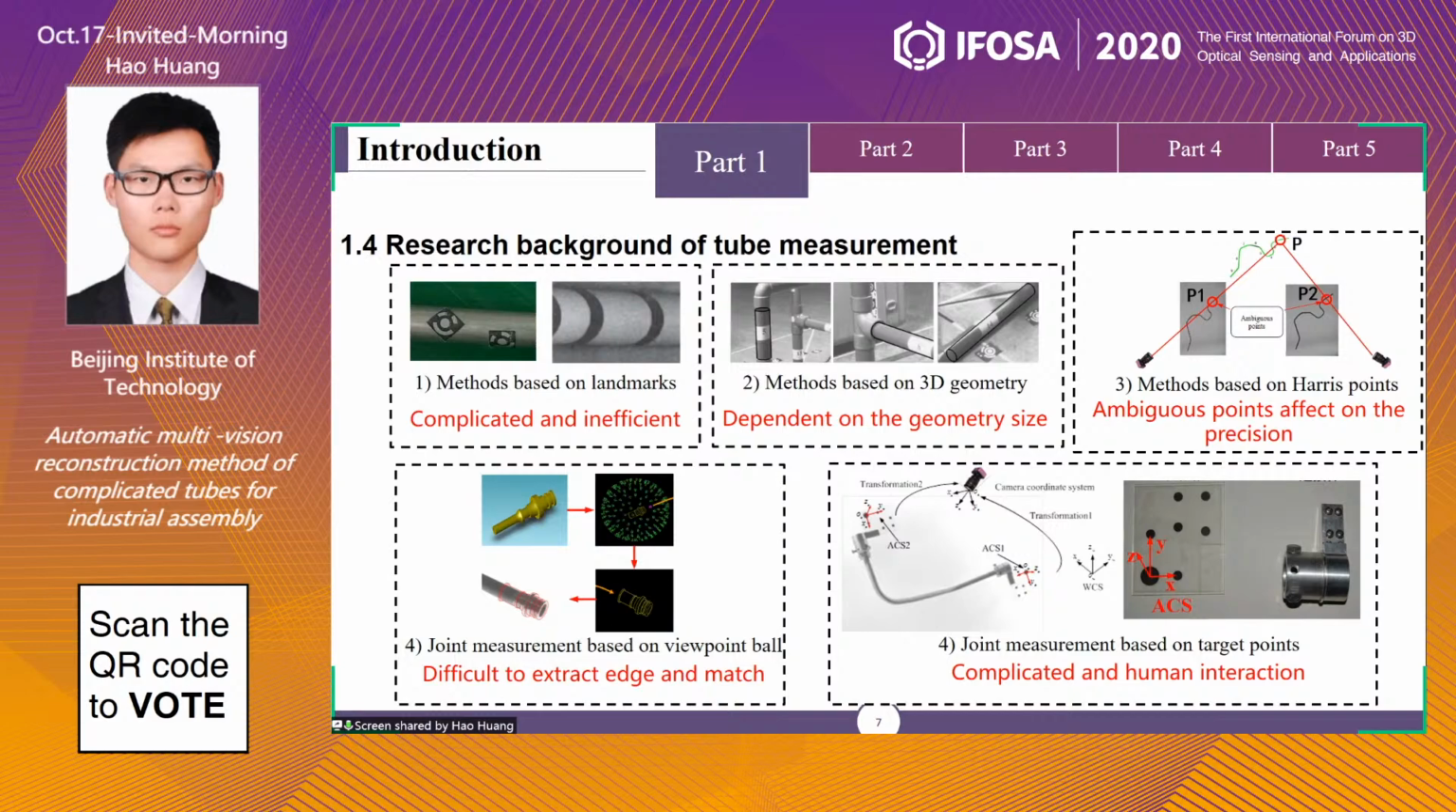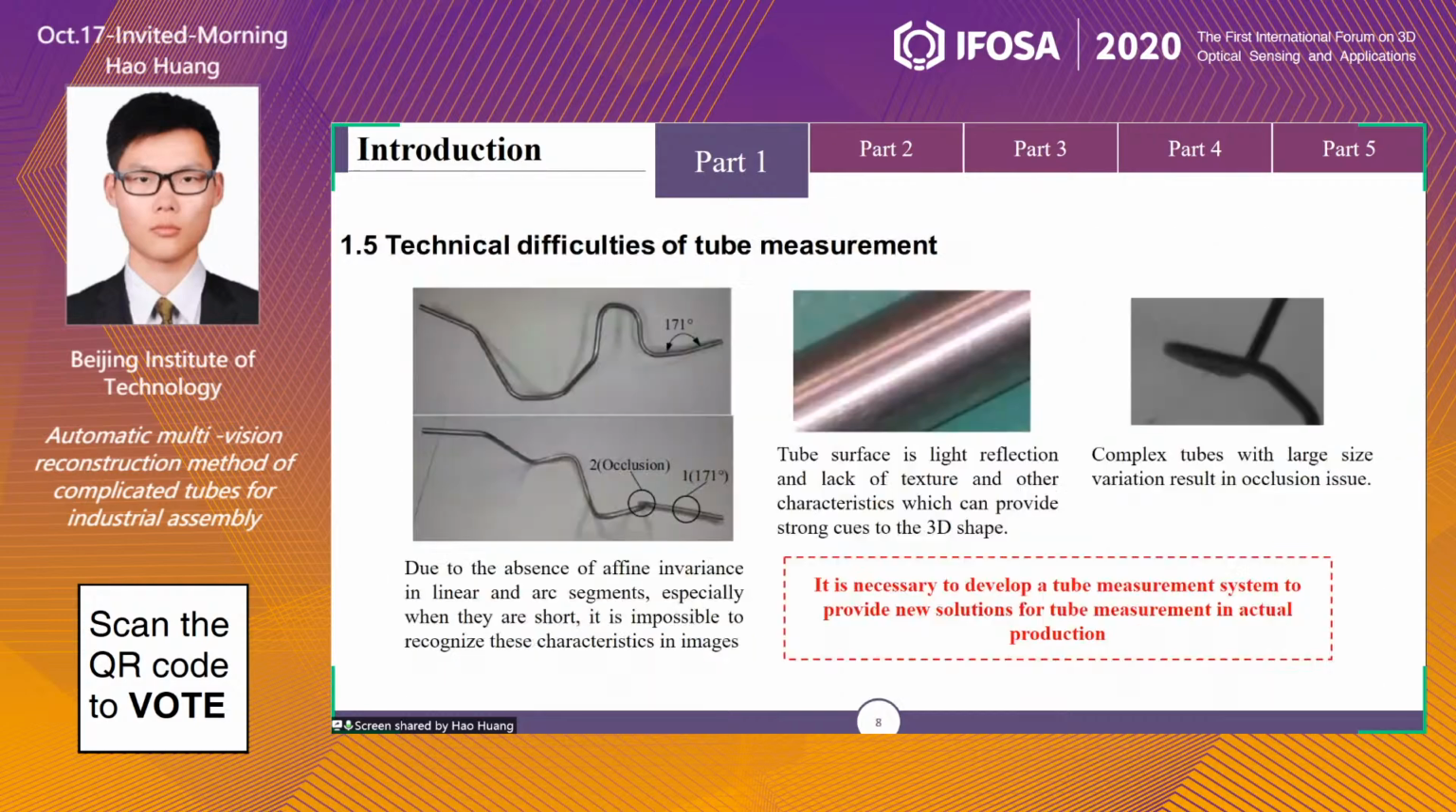The next methods are based on Harris points. Through reconstructing the Harris points, a 3D model can be completed, but the accuracy of the points often affects the precision. Joint measurement includes two kinds of methods based on the viewpoint ball and the target points. One needs to extract the edge and match the edge. The other needs human interaction, which is time-consuming. Besides, there are still many problems to be solved.